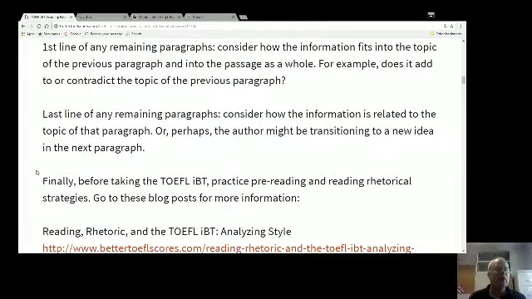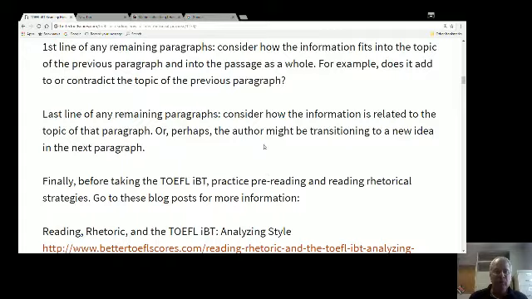If you're asked this question about the last line of any remaining paragraphs, consider how the information is related to the topic of that paragraph. Or perhaps the author might be transitioning to a new idea in the next paragraph. So these are some general ideas of things that you should think about.